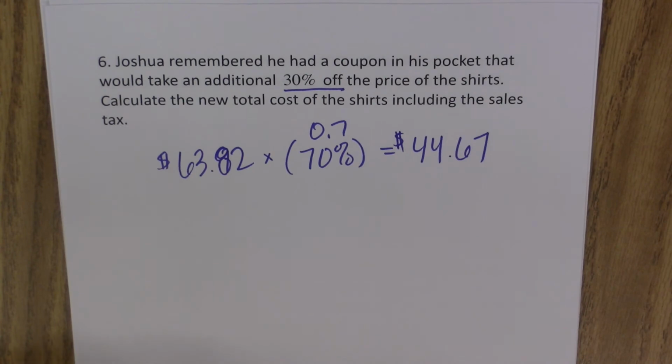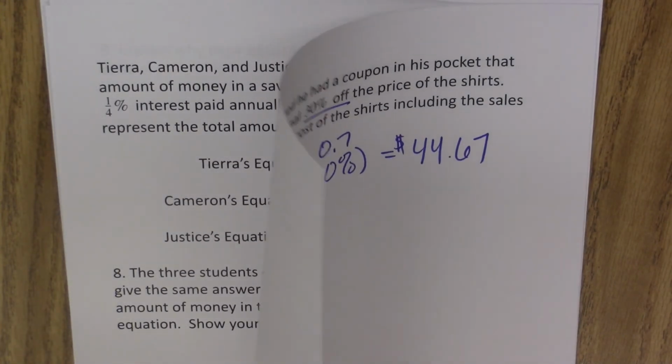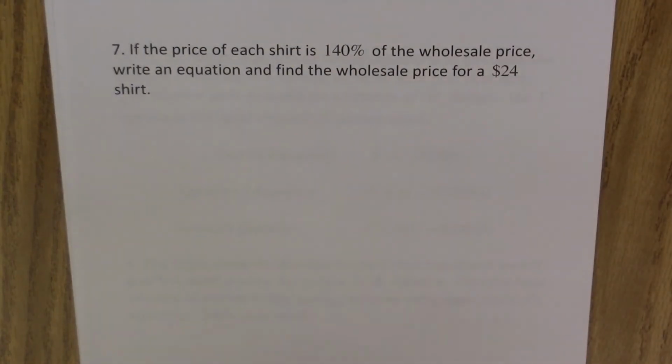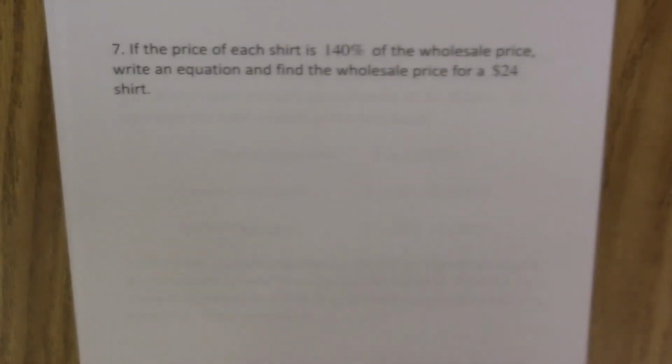Okay, let's look at number 7. Number 7, if the price of each shirt is 140% of the wholesale price, write an equation to find the wholesale price for a $24 shirt.